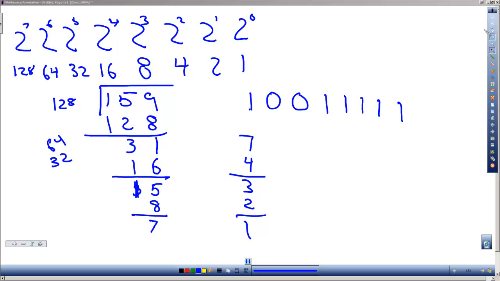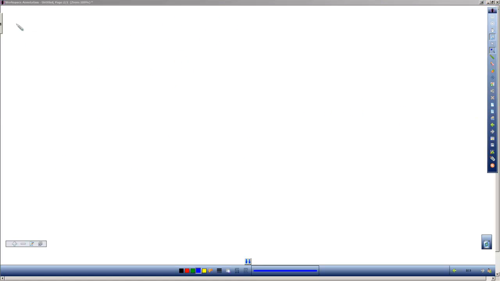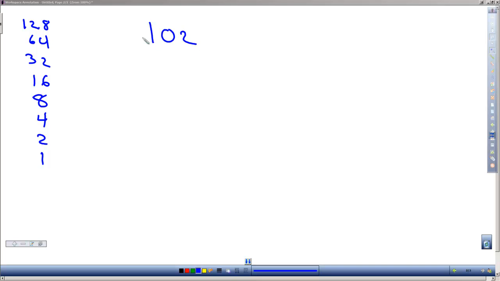Okay, let's do another one. And in this case, what I'm going to do is just write those powers of 2 down the side. So I'm going to write 128, 64, 32, 16, 8, 4, 2, and 1. So we have them. And let's pick another number. Let's pick, say, 102. And we look and say, okay, will 102 go into 128? No. So we've got a 0. Then will 102 go into the 64? Yes. We've got a 1. And we subtract, and that gives us a 38, if I've not made a mistake.